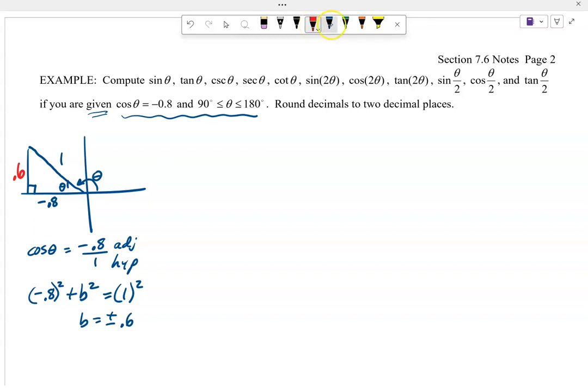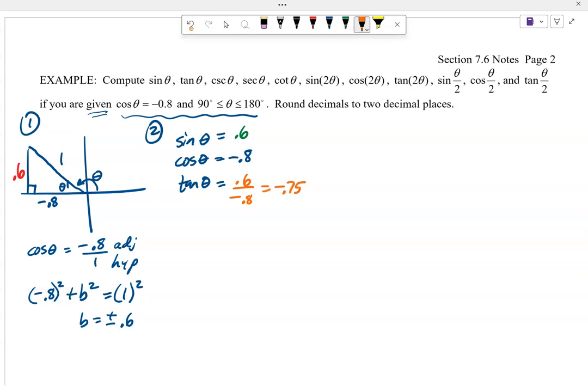Now I can compute the sine, cosine, tangent. All right, so number 1 is draw the thing. Number 2, now let's do all these, and then we'll do their reciprocals as well: cosecant, secant, cotangent, and so on. Well, the sine of theta would be opposite over hypotenuse, so 0.6 over 1. Cosine of theta, we already know that. They gave us that, it was negative 0.8. Tangent is opposite over adjacent, so 0.6 over negative 0.8. I punch that in, I get negative 0.75.